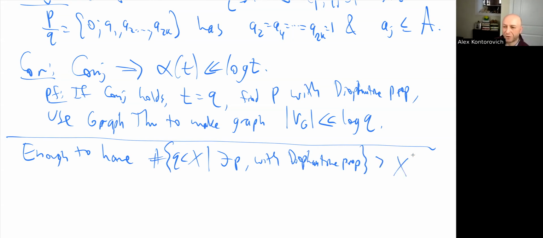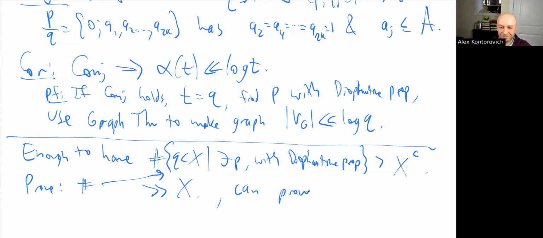Is at least some power of X, because then you'll get exponential growth. But if you want to say even more, in fact, we prove that this number is at least X. And again, one can prove, with more work, that it's actually asymptotic to X.